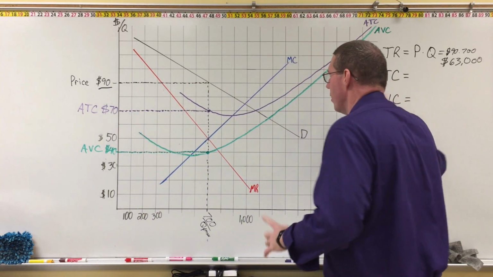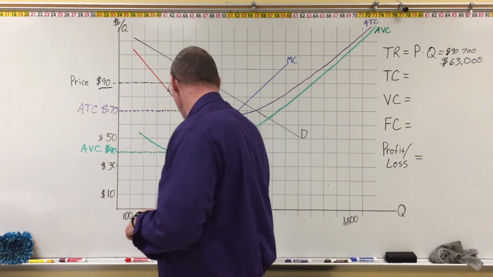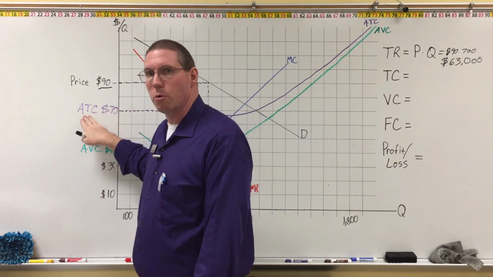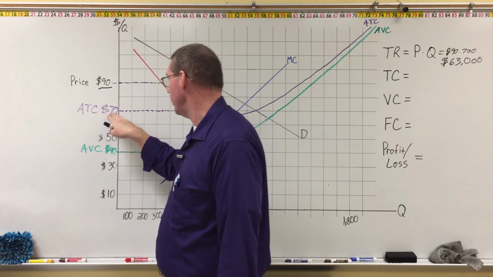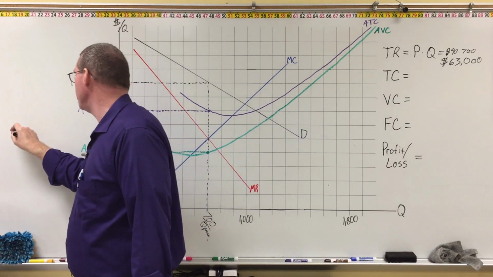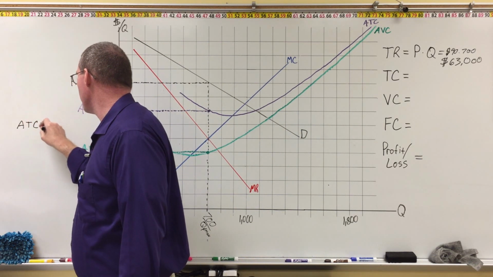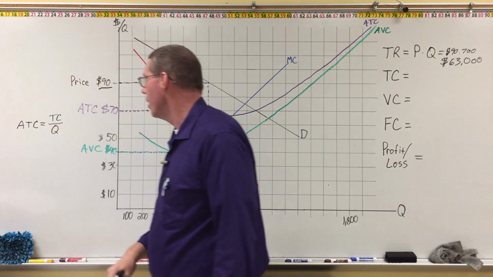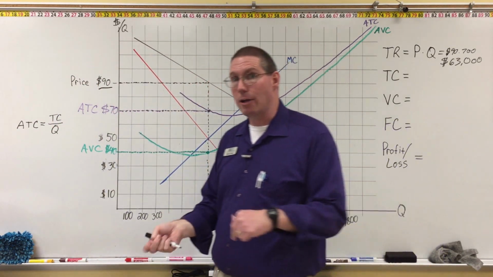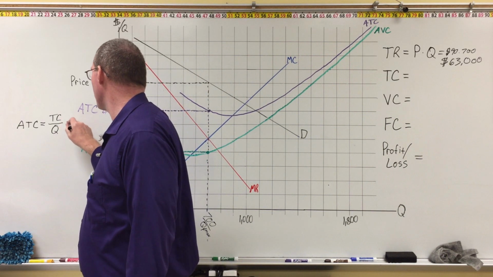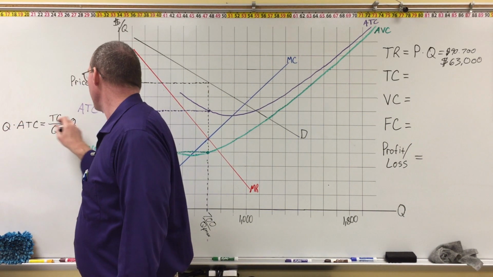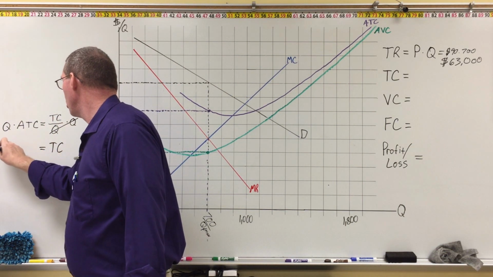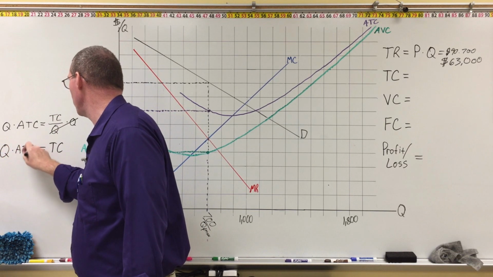All right, so total cost, this is going to be a little weird. I'm going to move over here and we're going to use a formula. To find total cost, we're going to use the average total cost and quantity, which is $70. I want to remind you that average total cost is equal to total cost divided by quantity. So now if we manipulate this algebraically and multiply both sides by quantity, that's going to cancel quantity here, and total cost is going to be equal to quantity times average total cost.